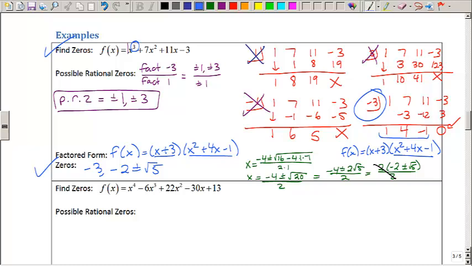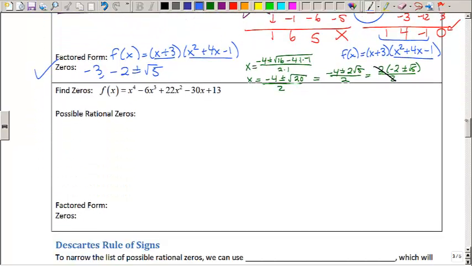Notice that we started with a cubic, so I needed 3 zeros. In order to get a cubic down to quadratic, I needed to find at least one linear term. Let's take a look at the next one. The next one is an x to the 4th. In order to get x to the 4th down to a quadratic, that means I don't have to just find one real zero. I have to find 2 zeros, hopefully from my possible rational zeros list, before I can get down to quadratic, and then I can factor.